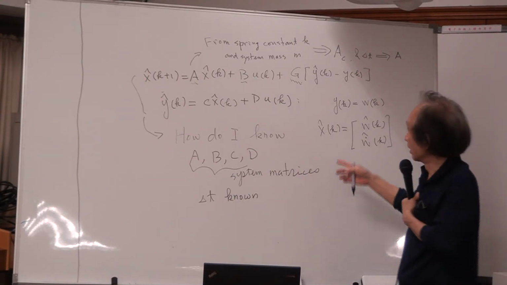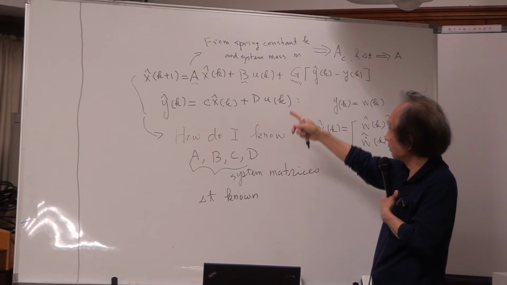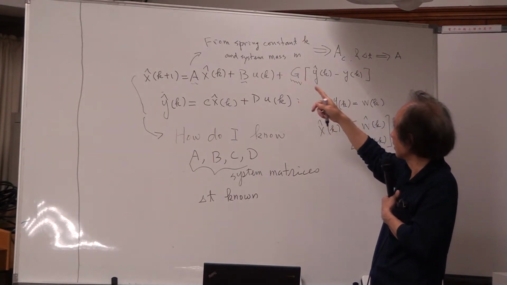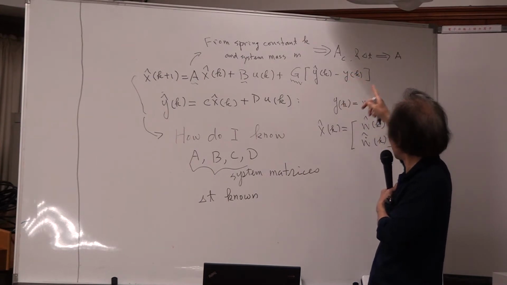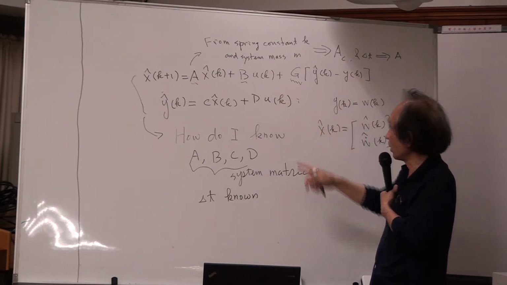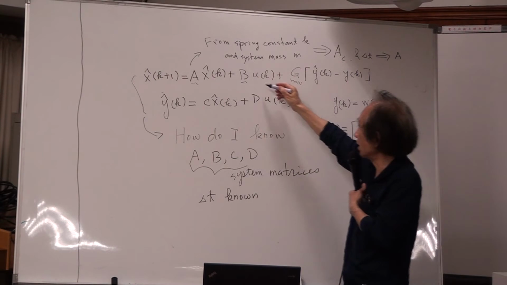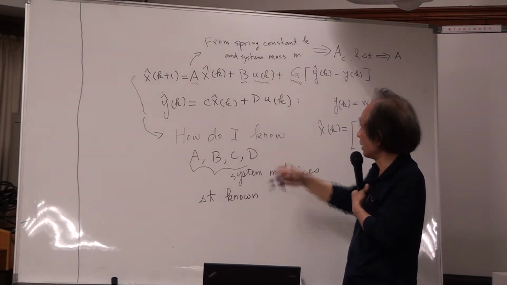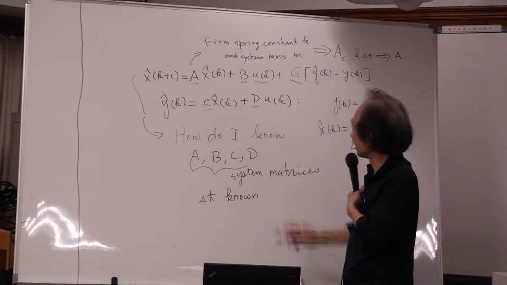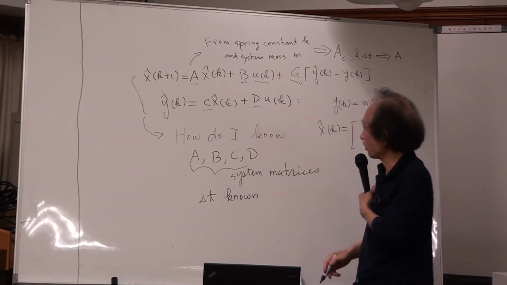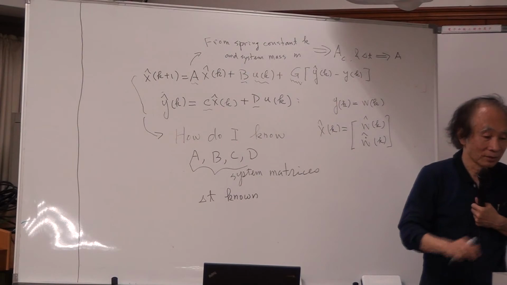So for this problem, because I come from the spring constant and the mass, and I have AC, and I give you delta T, I can compute A. I give you where the input is, then I compute B. I tell you where I measure, I compute C and D, right? And then I have to figure out how much G I need to put into the observer.